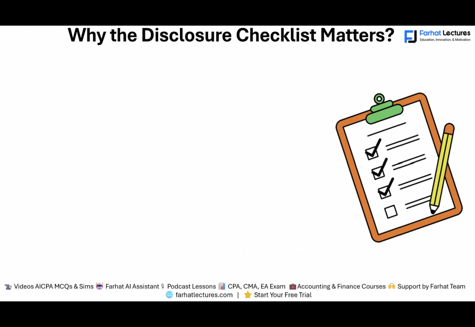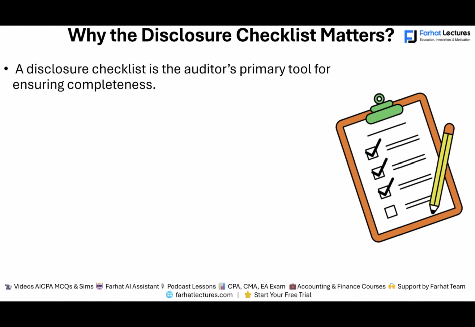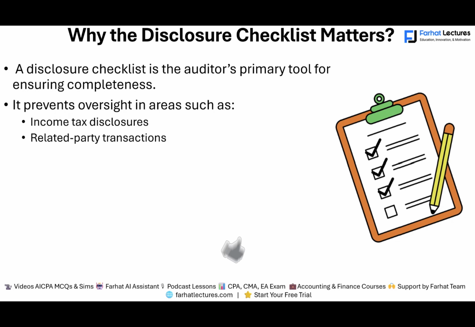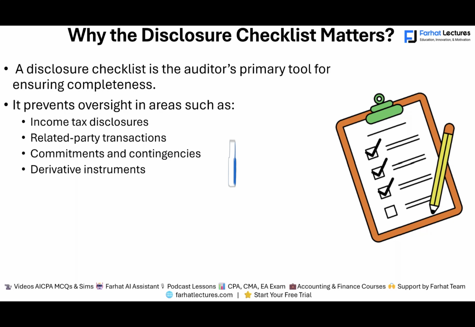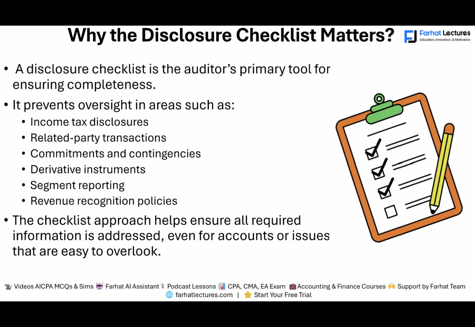Now, why do we use a disclosure list? And we need to know what a disclosure list is. I'm going to show you one. A disclosure list is basically a checklist. It's basically a program that audit firms buy, or sometimes they write it themselves. Often they use a software. It prevents oversight in an area such as income tax disclosure, related party disclosure, commitment and contingencies, derivatives, segment reporting, revenue recognition policies, so on and so forth.